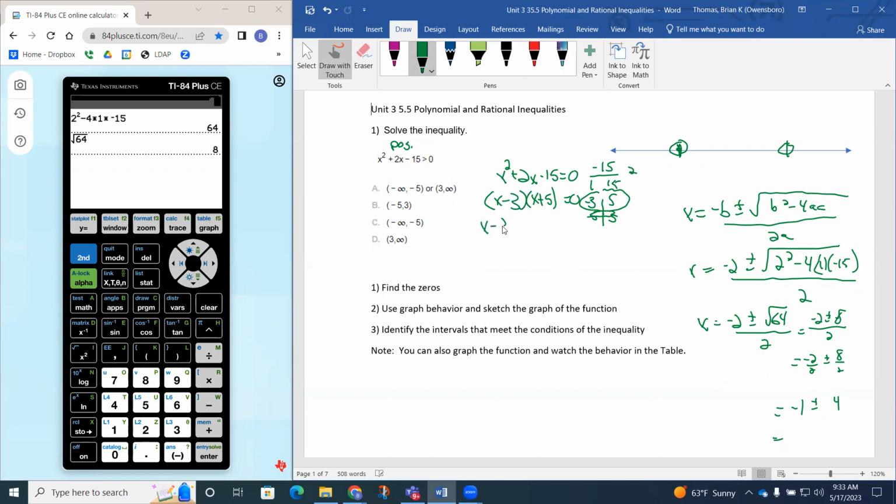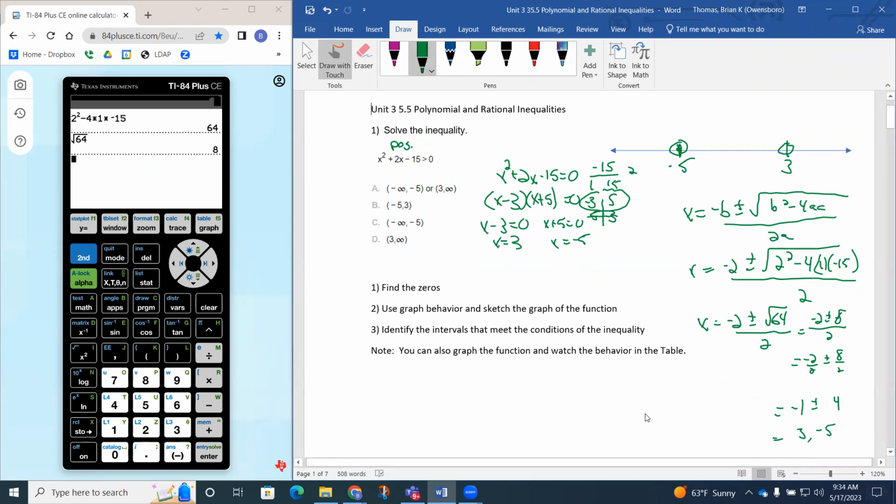So that means x minus 3 should equal 0, so x equals 3. x plus 5 should equal 0, that's going to equal x equals negative 5. So that does give me negative 5 and 3 are my zeros. So that kind of helped me to double check myself. Negative 1 plus 4 would be 3. Negative 1 minus 4 would be negative 5. So that would give me the same zeros.